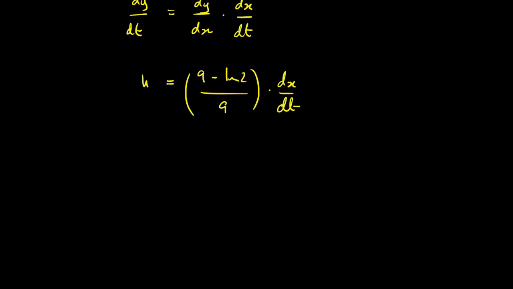Just got to rearrange it, right? So dx/dt will be equal to 9 times h over 9 minus ln 2. Okay, so I think that should be our answer in exact form as requested. Let me just check the answer. 9h over 9 minus ln 2 is the right answer. Okay.